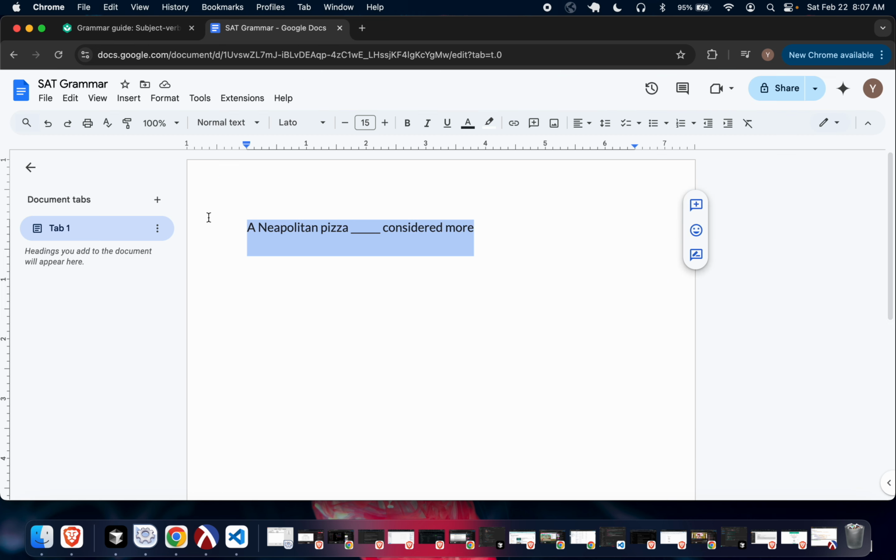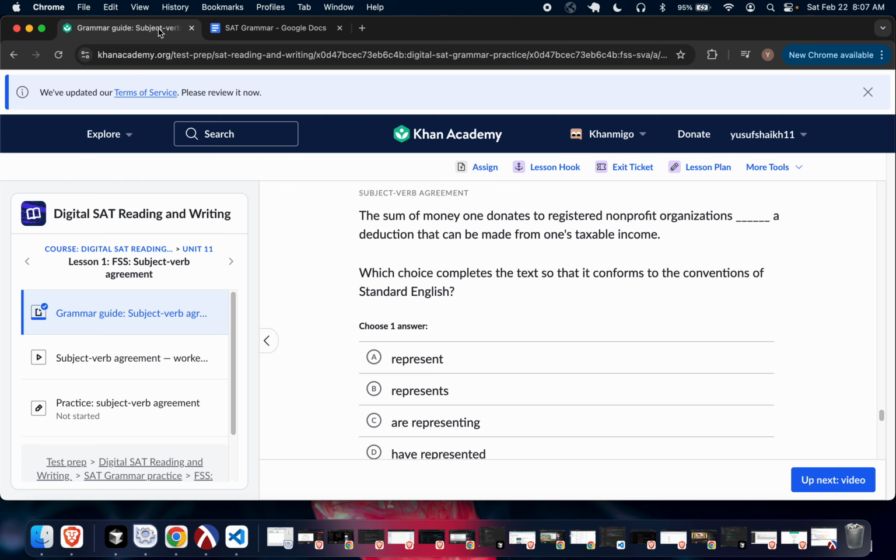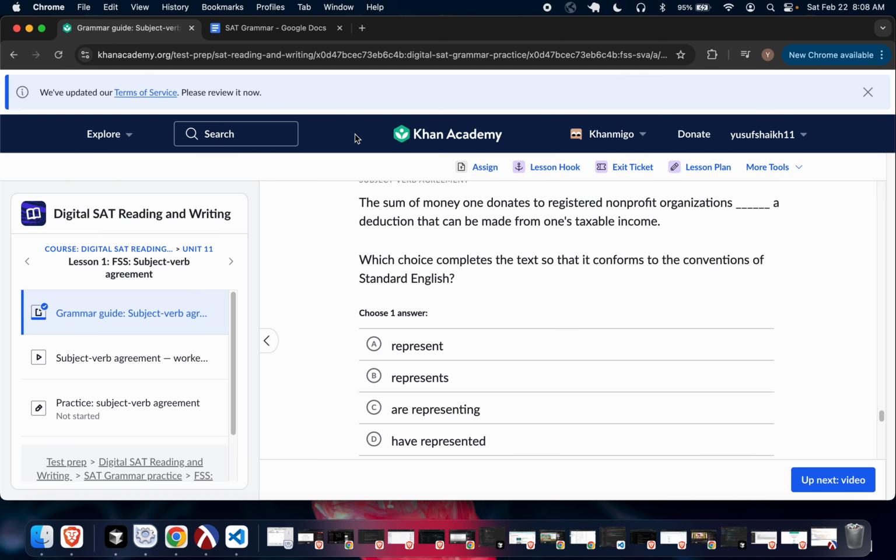And again, this is kind of extra information describing the subject, but the main subject of the sentence is the sum of money. So I'm just going to get rid of the extra information and focus on this subject, right? The sum of money blank a deduction. So would I say the sum of money represent a deduction?